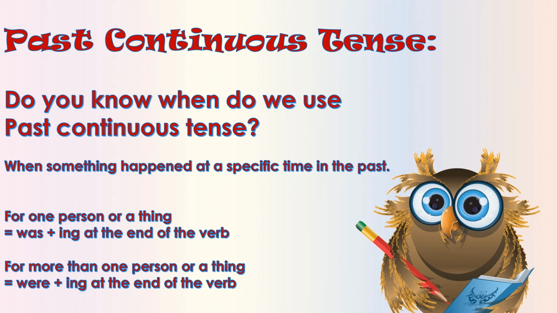Do you know when we use past continuous tense? When something happened at a specific time in the past. For one person or a thing, you will use was plus ing added to the end of the verb, like hike, hiking. For more than one person or a thing, you will use were plus the verb and add ing to the end of the verb. For example, they were walking in the street. John was kicking the ball.